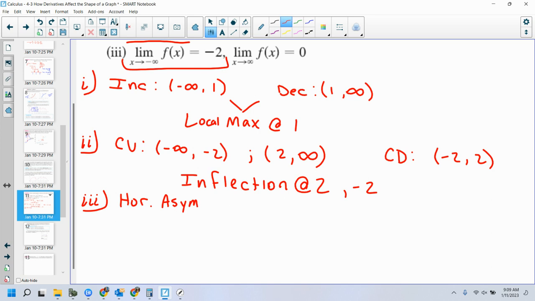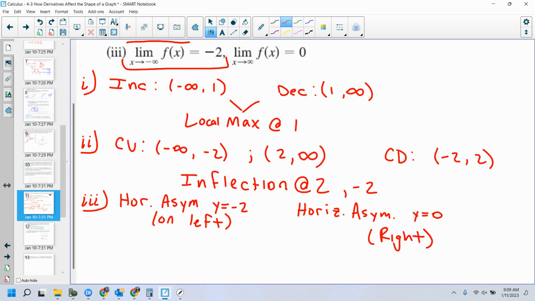At negative 2, going to negative 2, y equals negative 2. And that's on the left, kind of making notes for myself. As I continue to negative infinity, it's going to level off to negative 2. As I continue to positive infinity, where's it going to level off? Yeah, horizontal asymptote. There's another horizontal asymptote at y equals 0. And that's on the right side, because I'm saying it's on the positive side.